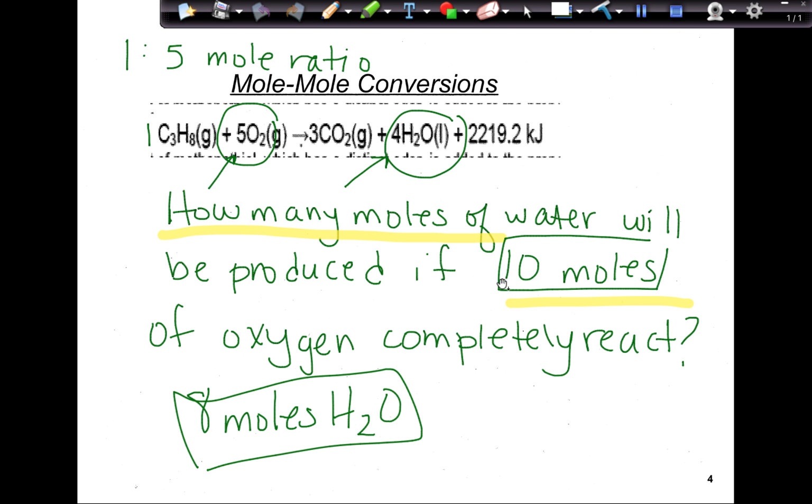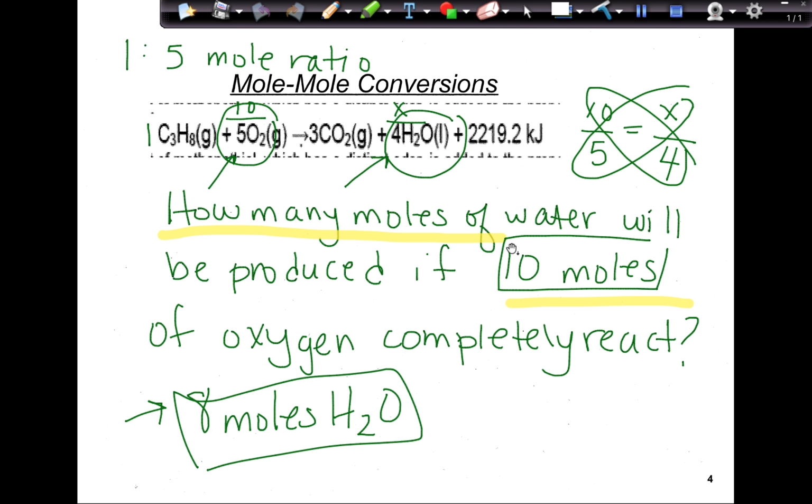Or you can go ahead and put the 10 on top of the oxygen and an X on top of the 4 and solve the proportion 10 over 5 equals X over 4. And when you cross multiply and solve for X, you will still get 8 moles. So the numbers from the word problem can go on top of the coefficients from the balanced equation to set up a proportion and solve.